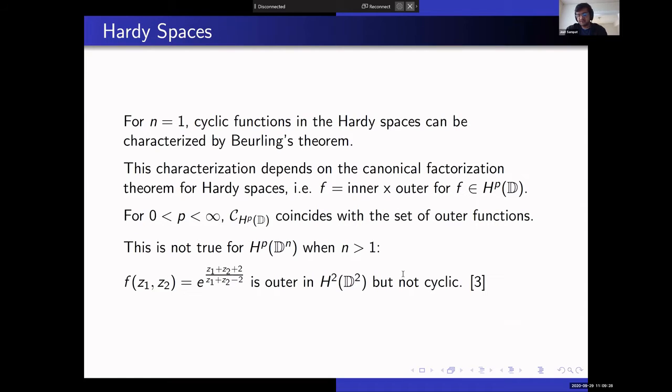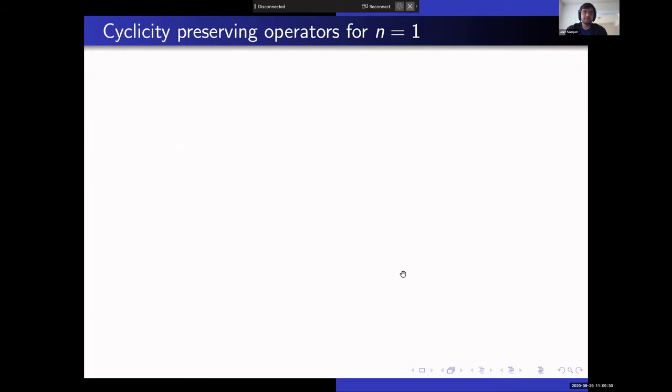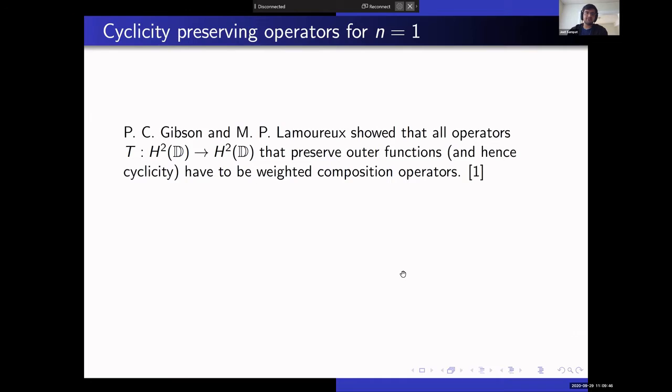So along those lines, I was able to find a few results on operators that preserve cyclicity, meaning Tf is cyclic whenever f is cyclic. But they were obtained using a lot of different contexts. It wasn't exactly what I was interested in.